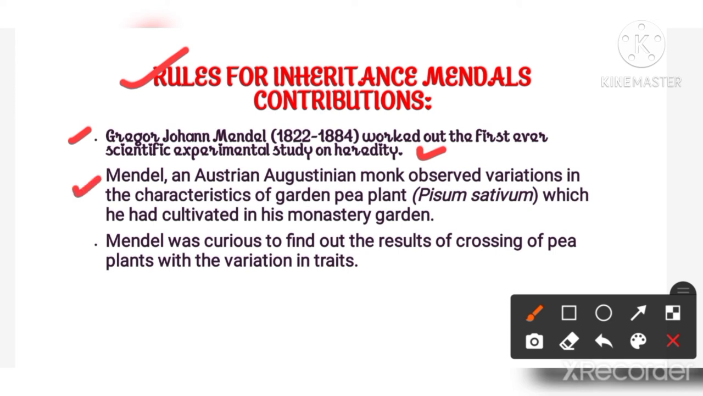Next, the second point is Mendel, an Austrian monk, observed variations in the characteristics of a garden pea plant, Pisum sativum. So, Pisum sativum, there is nothing else here, it is a scientific name, okay, of the pea plant, which he had cultivated in his monastery garden.